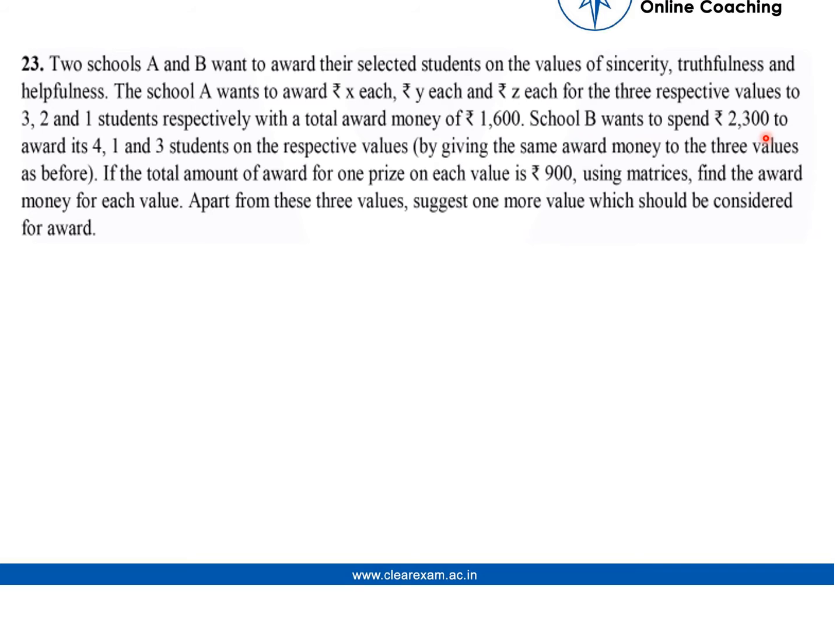School B wants to spend rupees 2300 to award its 4, 1, and 3 students on the respective values by giving the same award money to the three values as before. If the total amount of award for one prize on each value is rupees 900, using matrices, find the award money for each value. Apart from these three values, suggest one more value which should be considered for award. Let's see the solution.